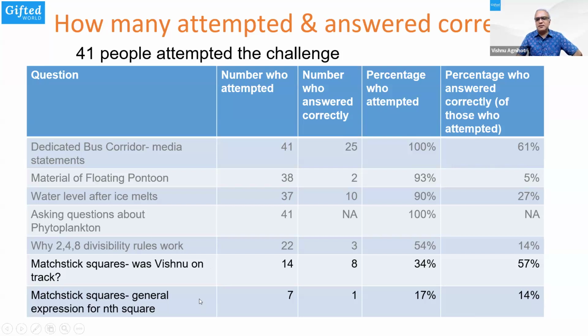So look at this. I'm being a little bit strict out here. Almost everyone attempted the first few. Matchstick squares only 7 attempted, right? I'm sure you were very busy and you're doing other things. But where it got difficult, people became a little lazy. And only Spandan answered it correctly. There were a couple of people who came a little bit close to it, but they did not give the answer in a painstaking way. So maybe they had got the correct answer, but they couldn't express it perfectly.